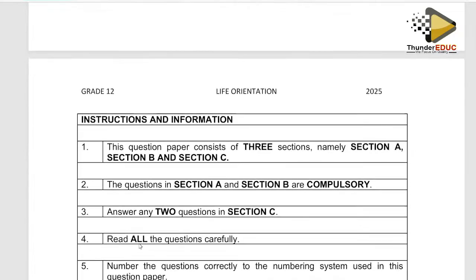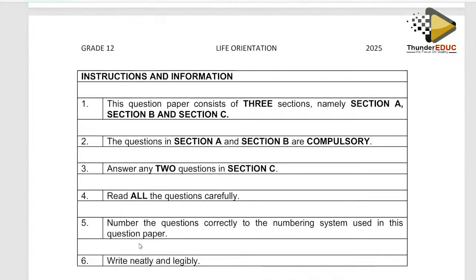So the first thing you need to bear in mind when you're answering this particular paper is to know the compulsory sections, and also the sections which are selective, where you can select what you have to answer. This question paper consists of 3 sections, which are section A, section B, and finally section C. The questions in section A and section B are compulsory.